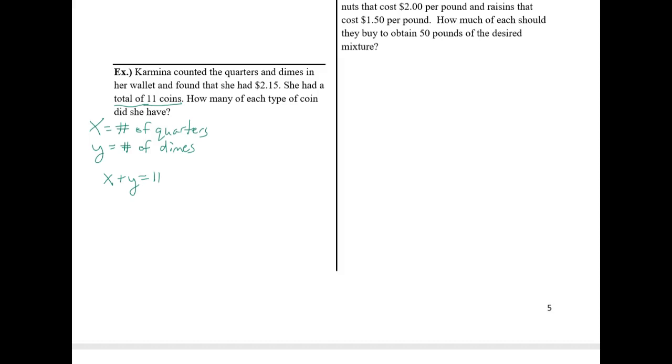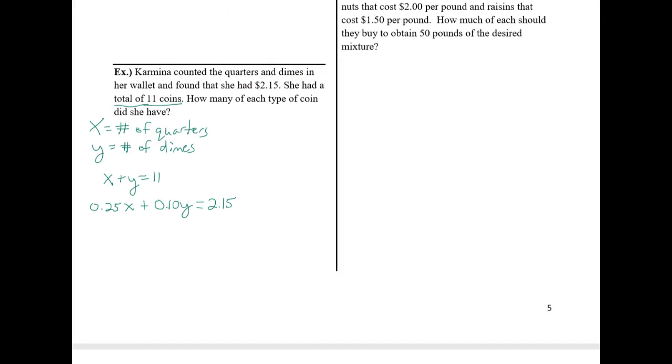The next equation is going to deal with the money. So what is each thing worth? Well, a quarter is worth 25 cents. So if we take 25 cents times how many I have, that'd be how much money I have from the quarters. Plus, a dime is worth 10 cents. So if I take 10 cents times how many dimes I have, that'd be how much money I have from the dimes. If I add those two quantities together, I should end up with the total amount I have in my wallet, which is $2.15.